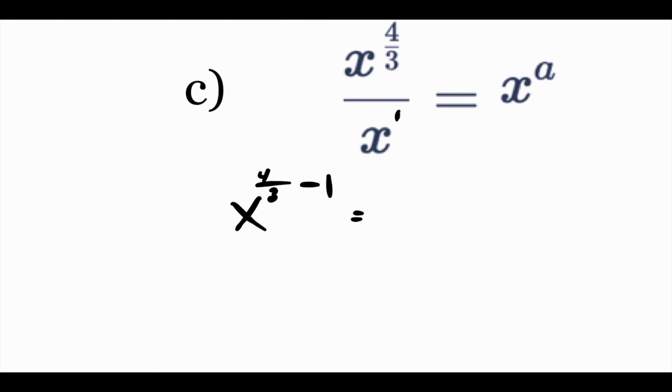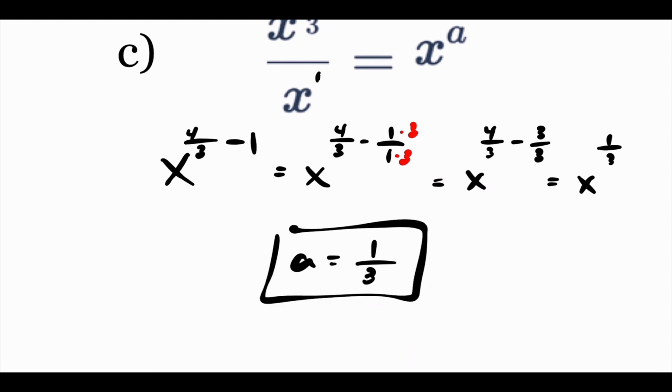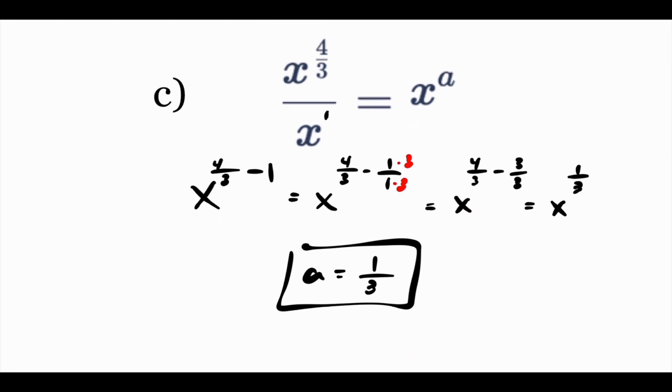So 1 whole is 1 over 1. Four thirds. Common denominator is going to be 3, right? So I get x to the 4 thirds minus 3 thirds. Now I can subtract, and I get 1 third. The power is 1 over 3. Okay, that's that part.